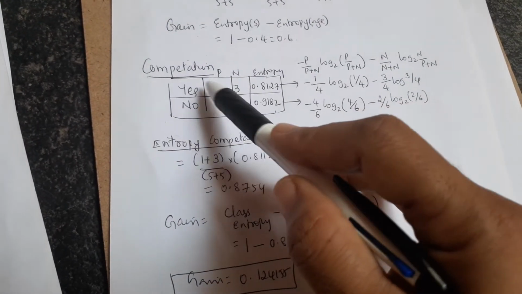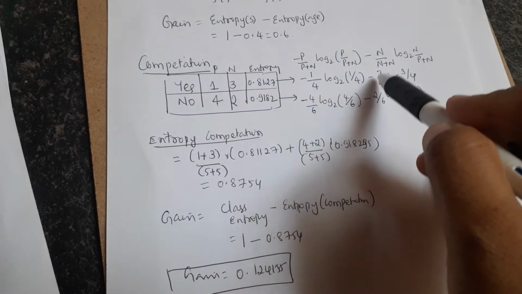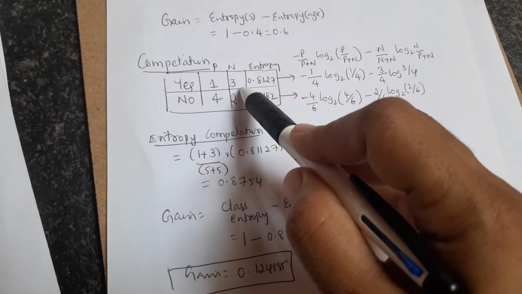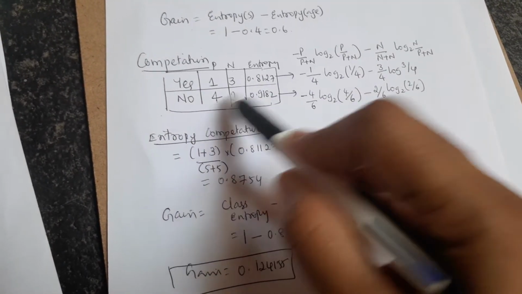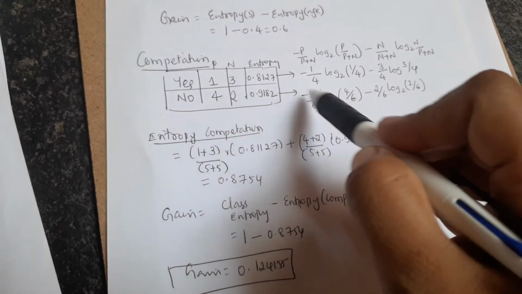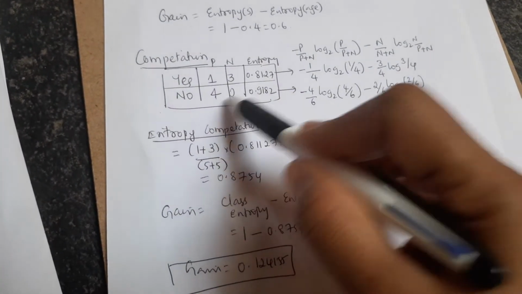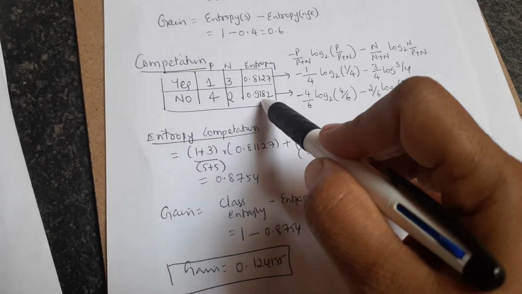Log to base 2 of 1 divided by 4, minus N. N is 3, so 3 divided by P plus N, that is 4, log 3 by 4. Similarly for the other, 4 divided by 4 plus 2, that is 6, log 4 by 6, minus 2 divided by 4 plus 2, that is 6, log 2 by 6. You calculate and you get this much.